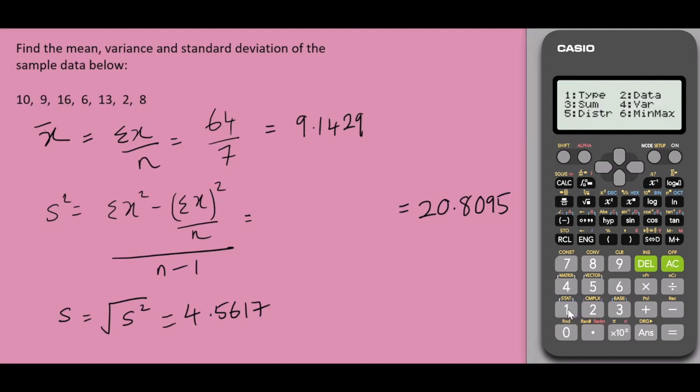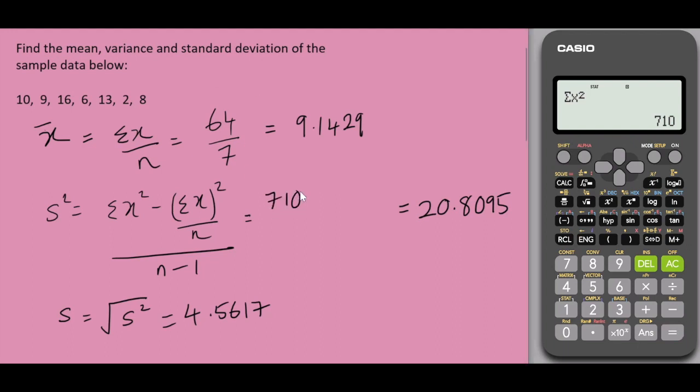Again, press Shift 1, select 3. To find the sum of x squared, we select 1. This gives us 710 minus sum of x is 64, square over n is 7, over n minus 1 is 6. And there you go. It's quite easy.